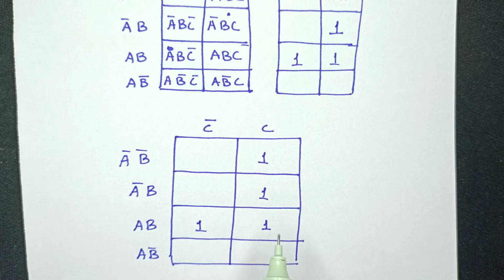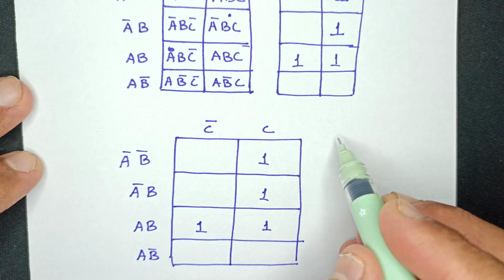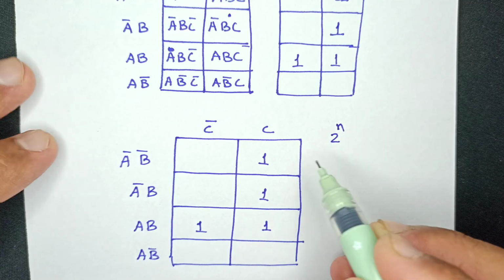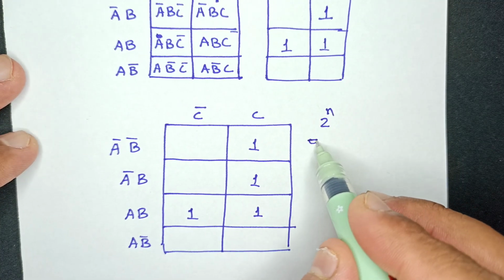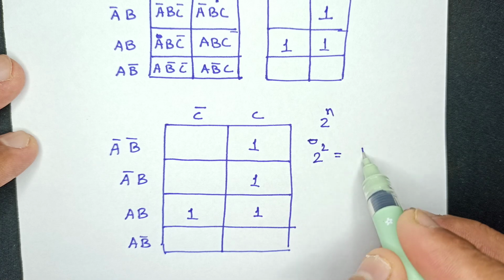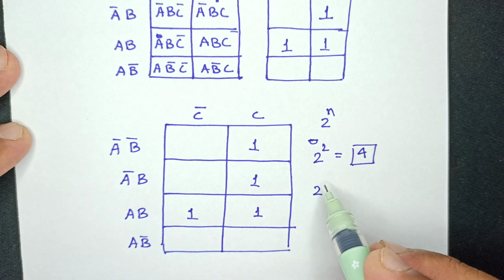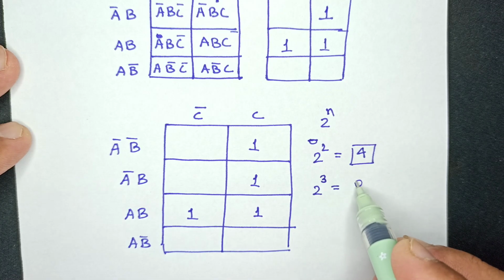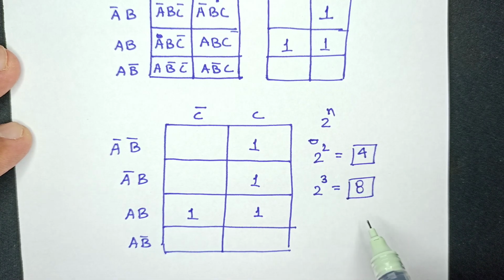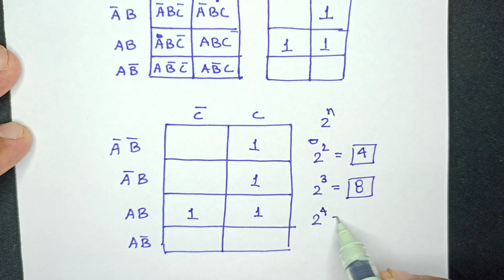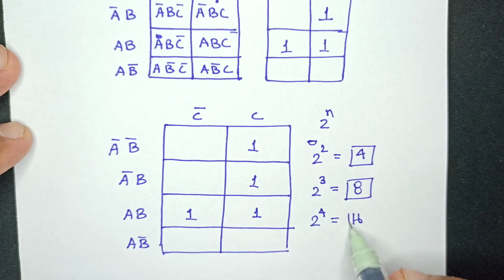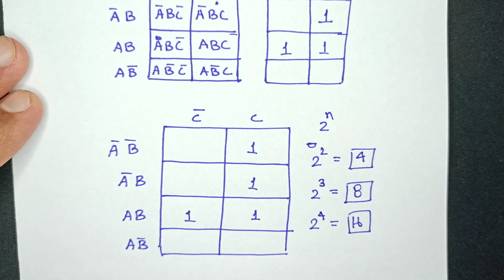And as you can see, we can even draw a 2 variable Karnaugh map or 3 variable Karnaugh map. So the formula is very simple. You raise 2 to the power n. So for example, if it is a 2 variable Karnaugh map, that means it will have 2 raised to the power 2, that is 4 cells. If it is a 3 variable Karnaugh map, then 2 raised to the power 3 would be 8. So this would be an 8 cell Karnaugh map. Similarly, 2 raised to the power 4 would become a 16 cell Karnaugh map.